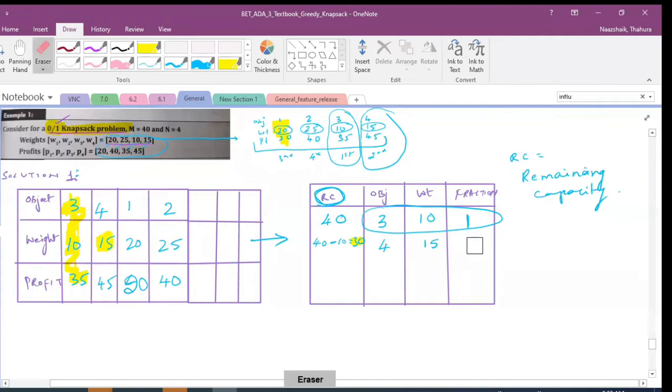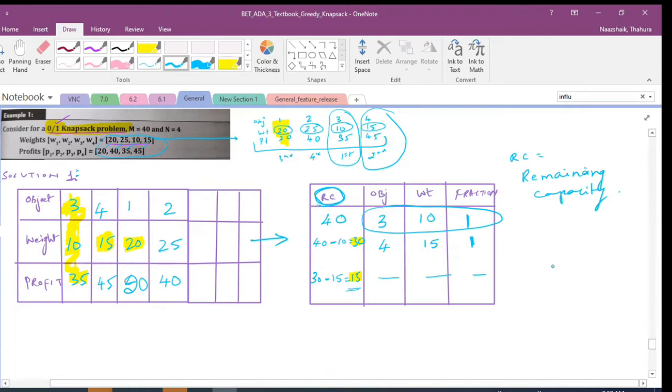Sorry, this is not fraction. We are taking it fully. So now remaining capacity becomes... did you all get this? Remaining capacity as 15? Yes, ma'am. Okay. Now, can we take the next object here? No, ma'am. You cannot. So we are not taking.